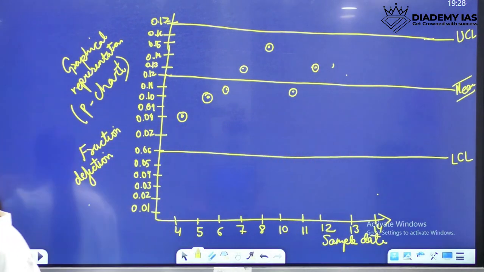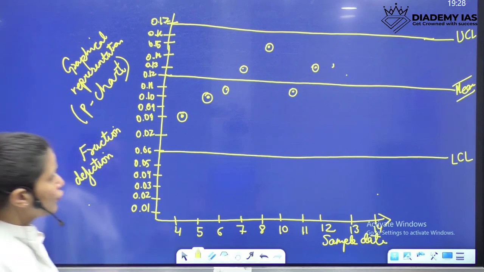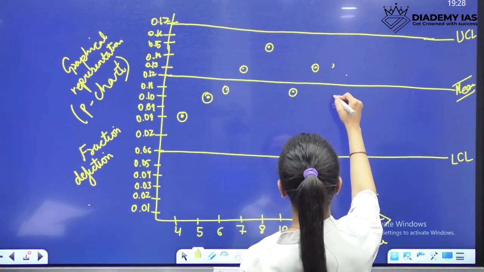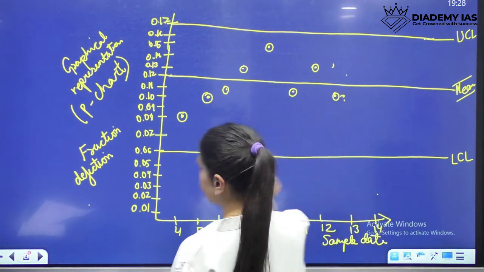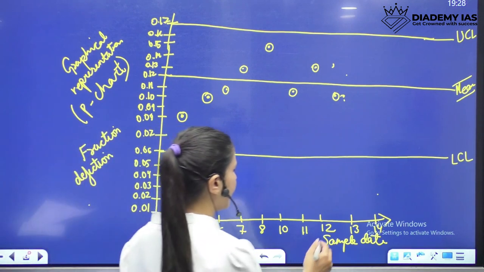Then for the 12th, it comes out to be again 0.10. For the 12th, 0.10, we have it here. Then for the 13th, it comes down to 0.06, which is again our LCL.